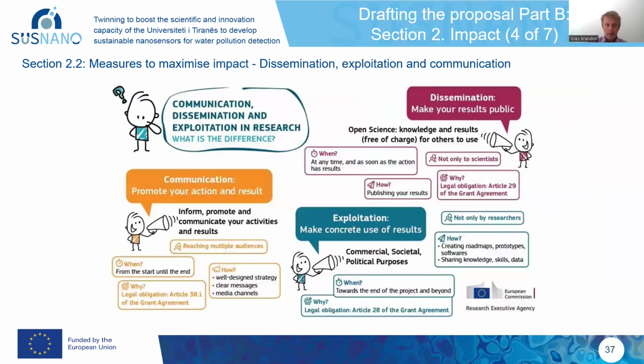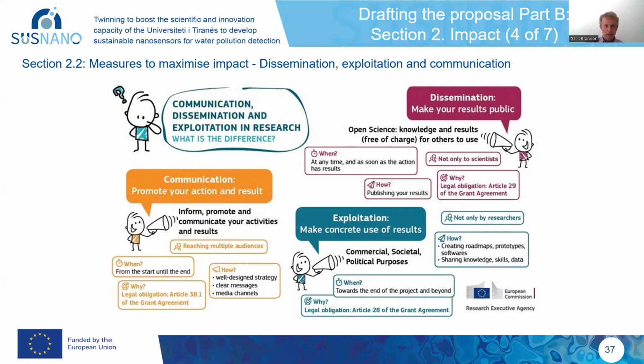Still on section 2, impacts. So now we move on to subsection 2.2, which is measures to maximize impact. In this section, you need to write about your dissemination, exploitation, and communication plan. Now, I have to be really honest. I always, time and time again, I have to struggle in knowing the difference between dissemination and communication.